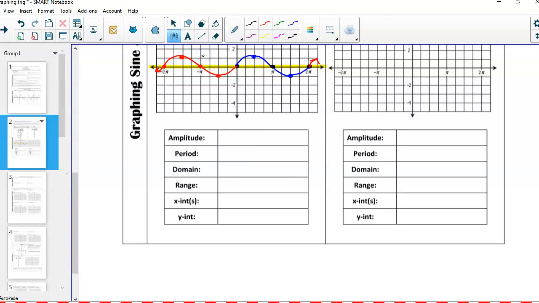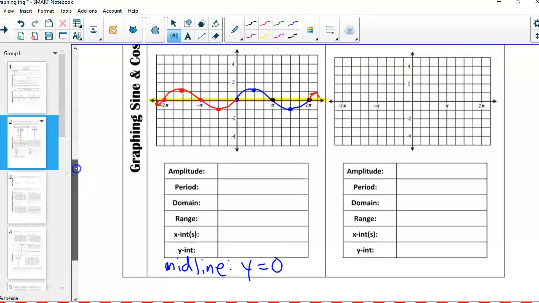So anytime you have a vertical shift, your midline is going to change. You can look at your amplitude from your graph or from your function. From your graph, if you're looking at your midline, you can look at your distance from the midline to your max or min, and that would be 1 here. That one's a little off, but it should be 1.